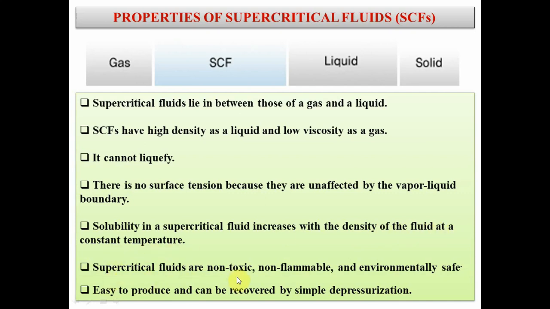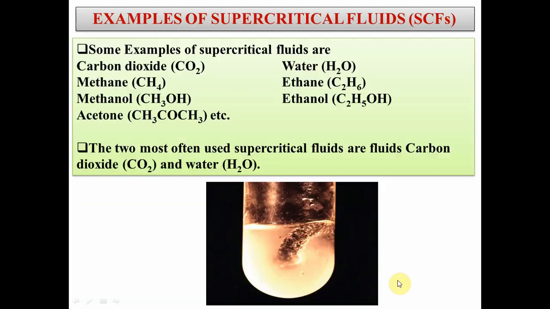Supercritical fluids are non-toxic, non-flammable, and environmentally safe. They are easy to produce and can be recovered by simple depressurization. Some examples of supercritical fluids are carbon dioxide, water, methane, ethane, methanol, ethanol, acetone, etc. The two most commonly used supercritical fluids are carbon dioxide and water. These two are the most common and widely used.